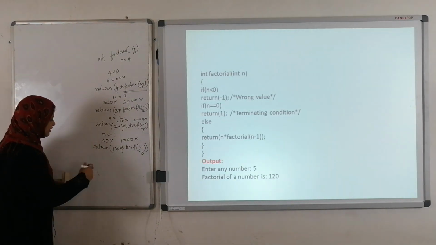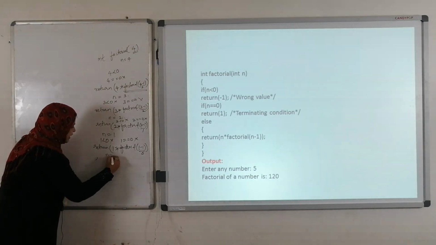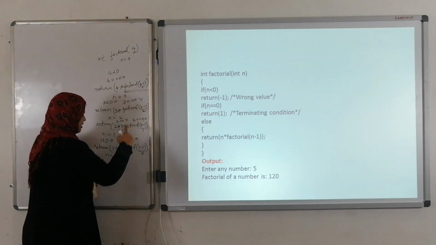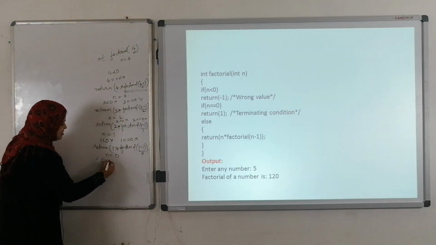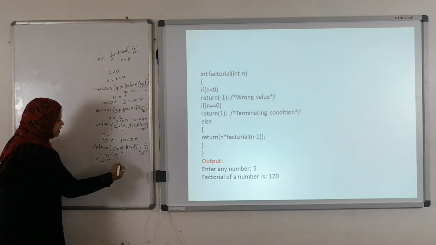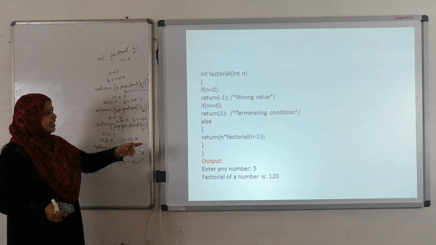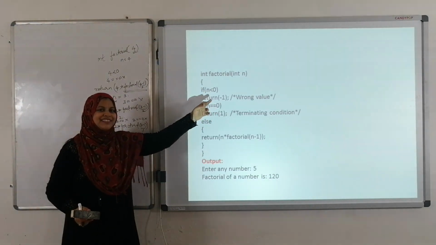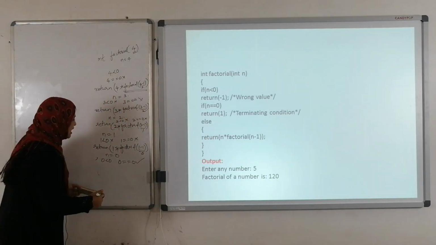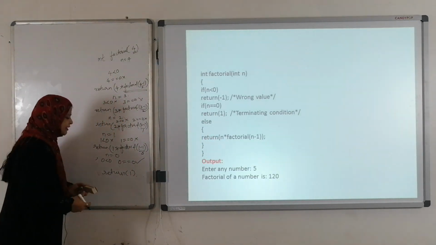So, here. Now, what is the value of n? n equals 0. Now, we are calling the same function. 0 less than 0? Condition is false. Next, 0 double equals 0? Yes, condition is true. If this condition is true, we are going to return one value. So, return 1.